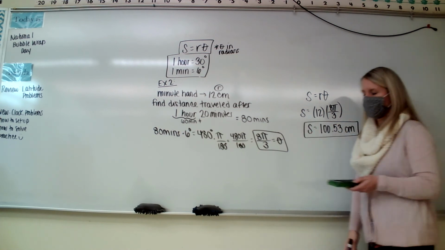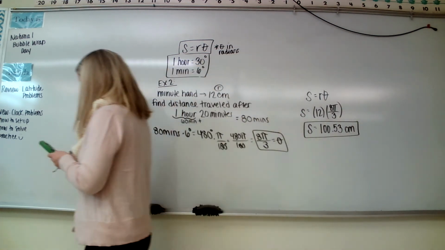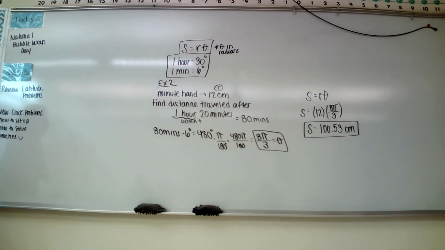So poor little minute hand's working hard, an hour and 20 minutes to travel 100 centimeters. There you go. I'll leave that up for a second. Please let me know if you have any problems. We're going to do example 3, and then you guys are going to try just quick little ones on the back, just to see that you're on the right track.